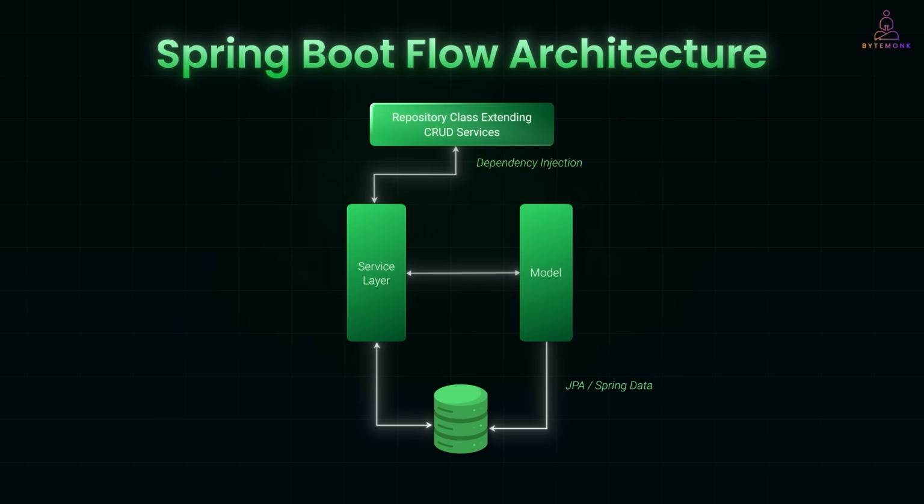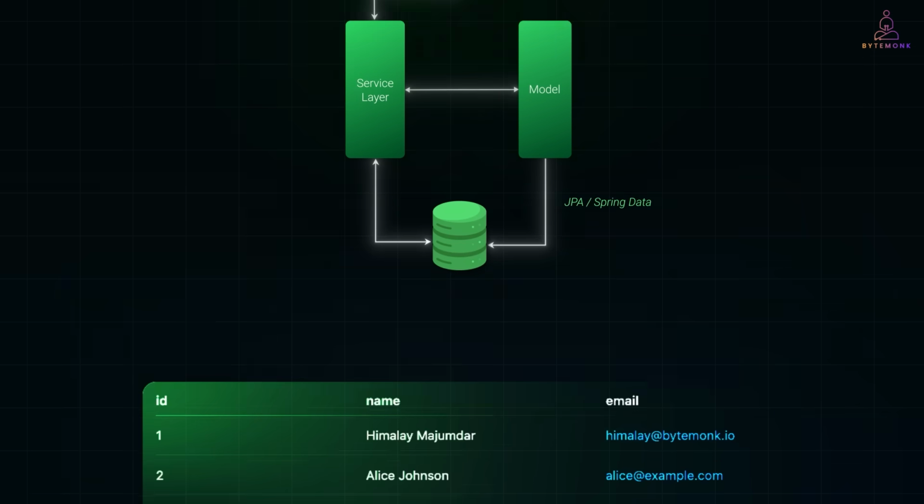The service layer usually takes the repository class, which handles data access. That repository is injected into the service using Spring's dependency injection. It knows how to interact with the database using Spring Data JPA, often through simple interfaces that extend built-in CRUD services. The data itself is mapped using model classes, that is your entities, which represent the structure of tables in your database.